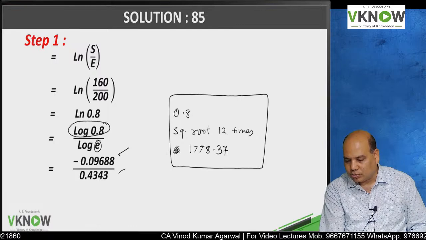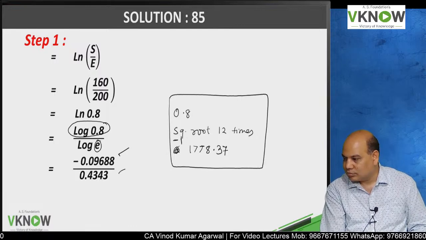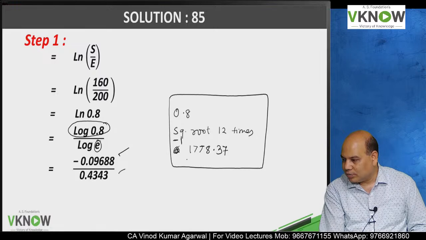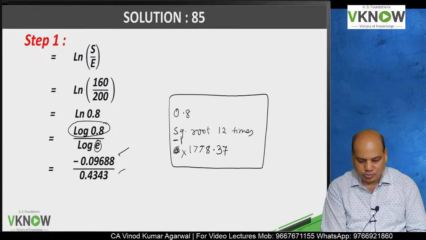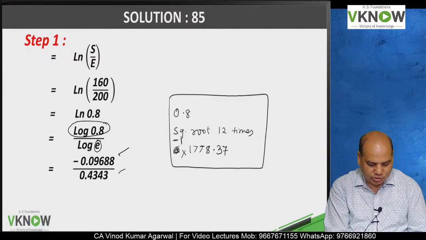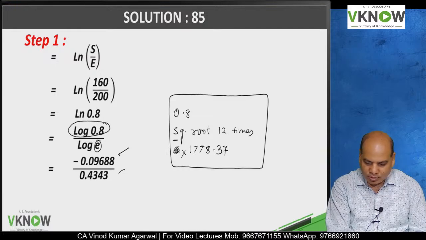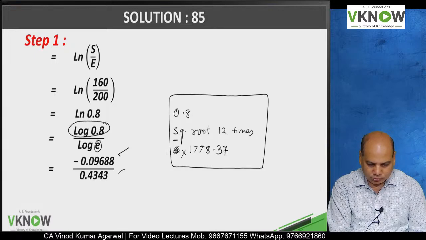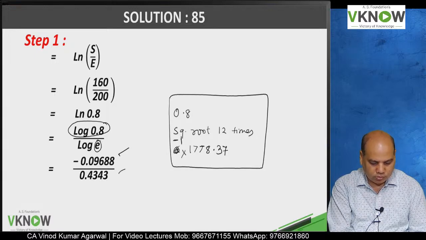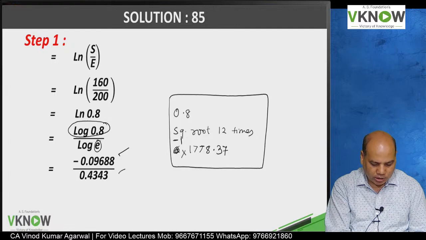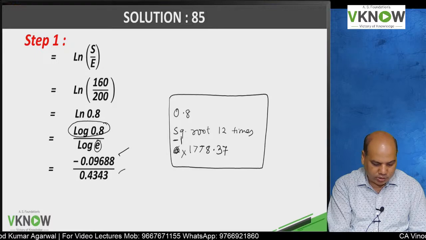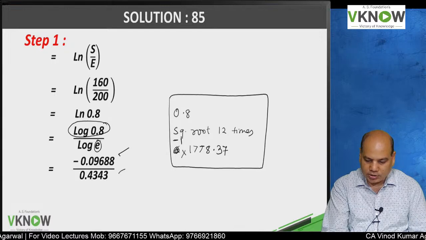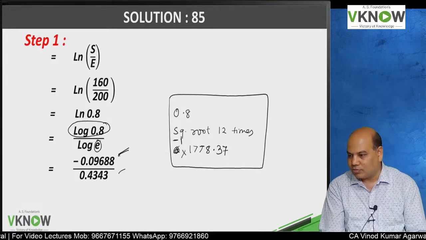0.8 square root 12 times, then minus 1, then multiply by 1778.37. Minus 1 I forgot to write. Okay, let me check again. 0.8, press square root function 12 times. Okay, minus 1, then you multiply by 1778.37. Okay, that's right. Thank you for reminding. Minus 1 was also there.